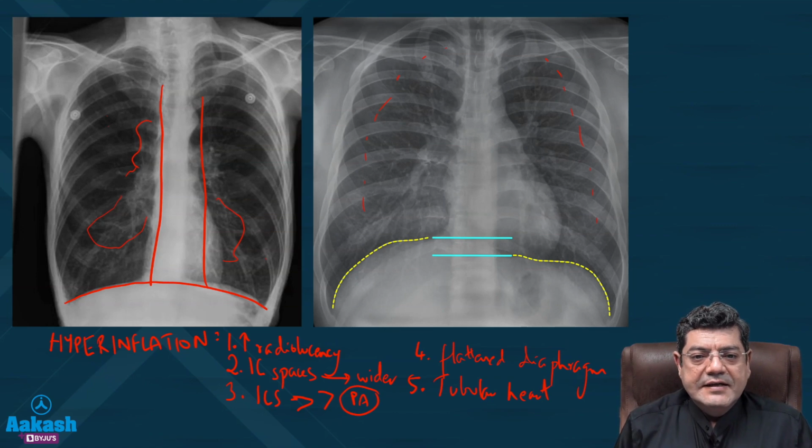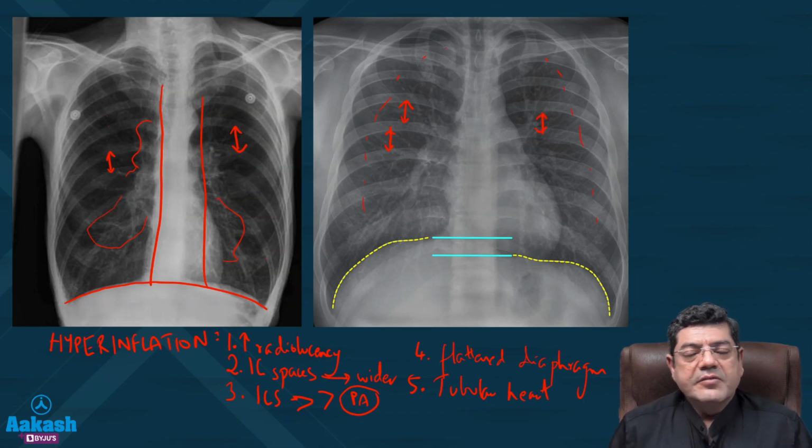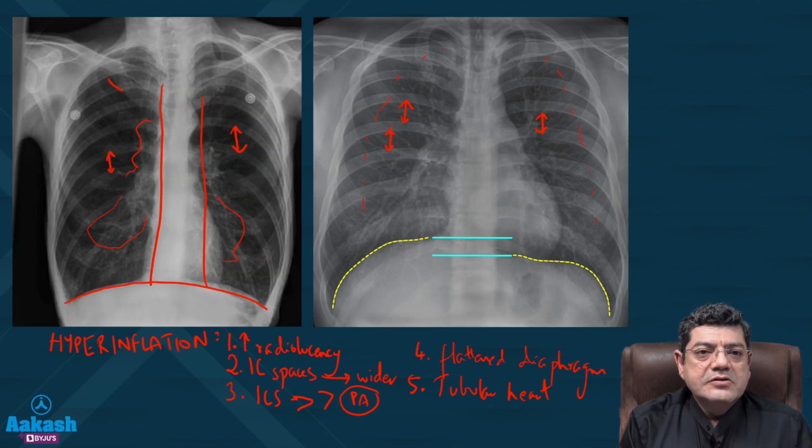Besides that, look at the intercostal space, the space between any two adjacent ribs, while look at the spaces here. You will notice that they are further wide apart. The intercostal space count of more than 7, it would be difficult to do that for you here, but 1, 2, 3, 4, 5, 6, 7 and 8.